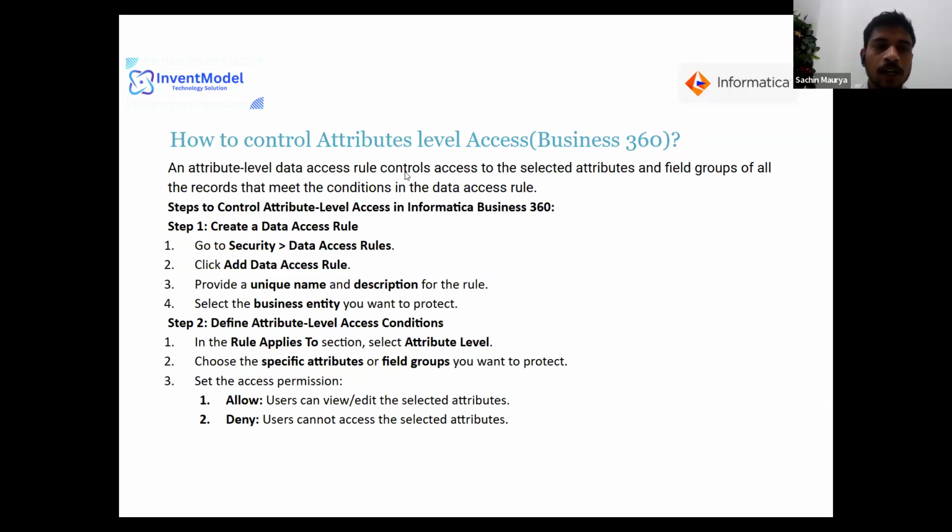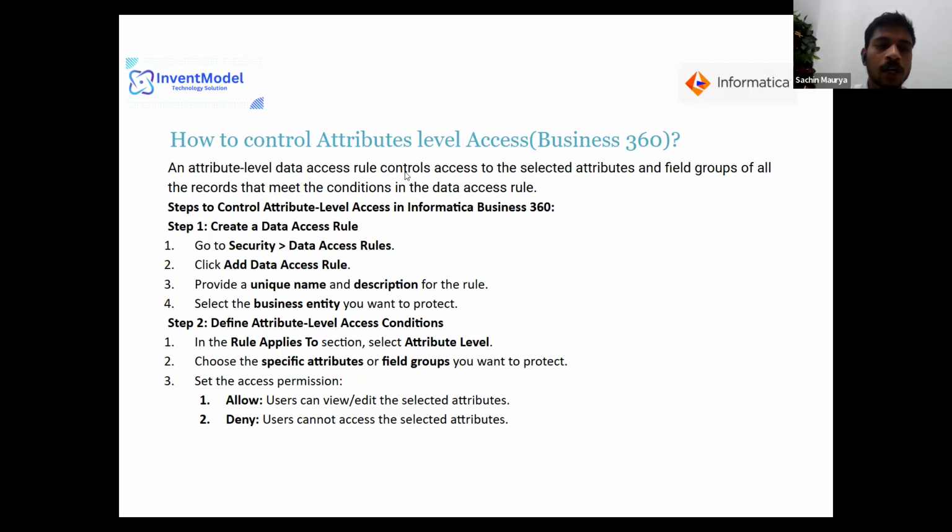So how can we define that attribute level access? How can we control it? The steps to control attribute level access in Informatica Business 360: first, we have to create the data access rule. In the security tool, we go to the data access rules, so we have to define the access rule there.